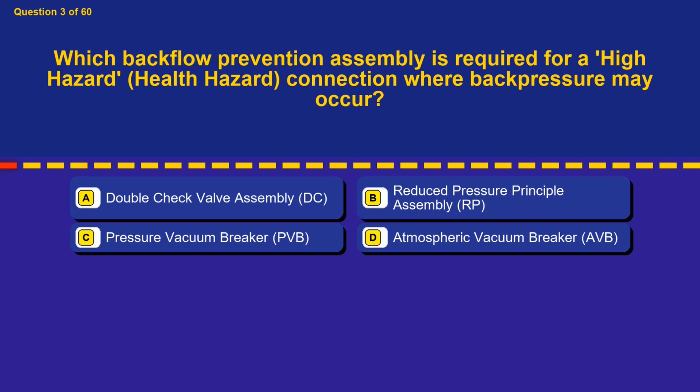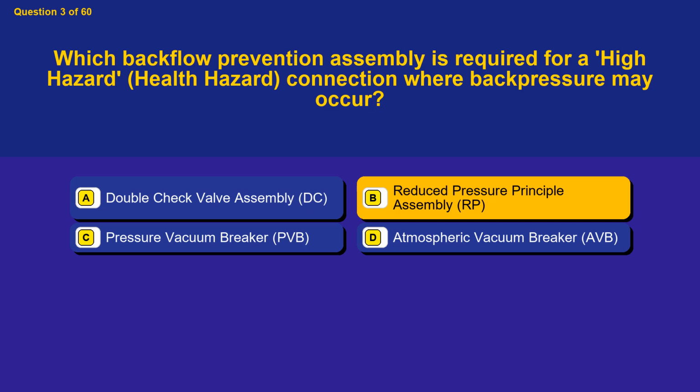Question 3. Which backflow prevention assembly is required for a high hazard, health hazard, connection where back pressure may occur? Option A, double check valve assembly, DC. Option B, reduced pressure principle assembly, RP. Option C, pressure vacuum breaker, PVB. Option D, atmospheric vacuum breaker, AVB.